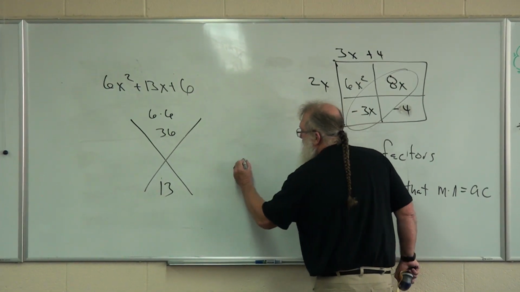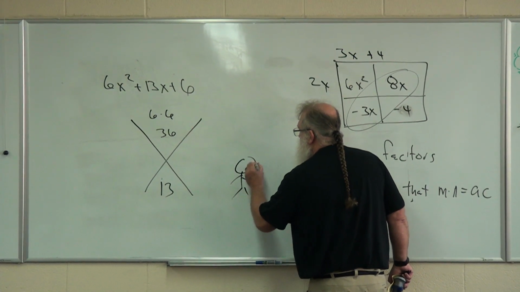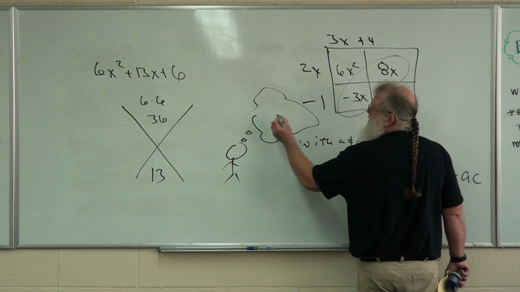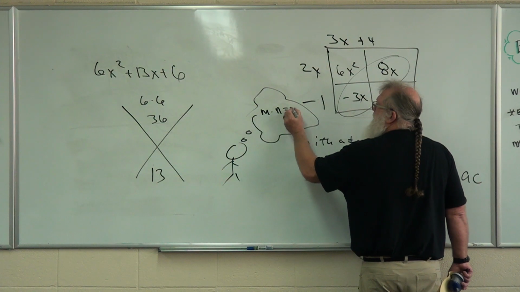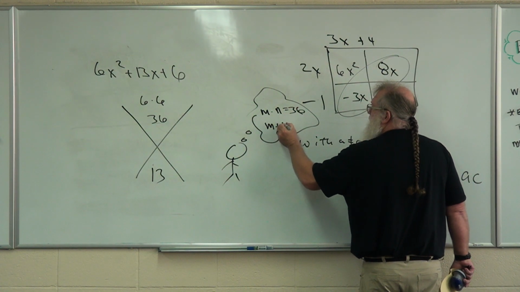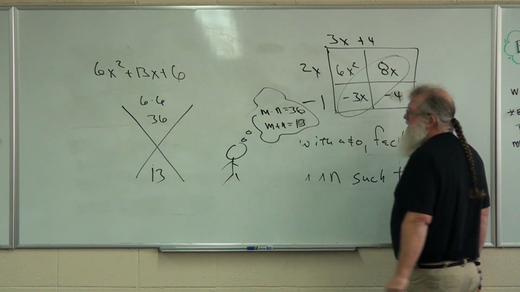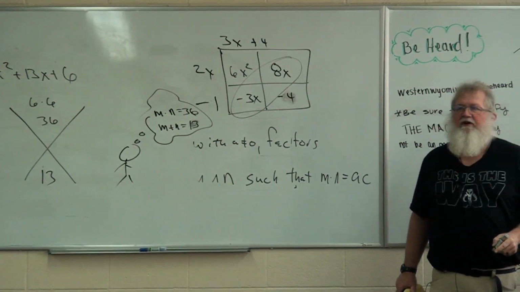So here you are. Thinking hard. There's your brain hard at work. You got to find two numbers that multiply to 36 and add up to 13. So go ahead and turn on your number sense there.